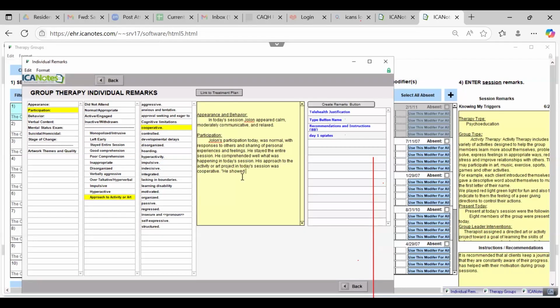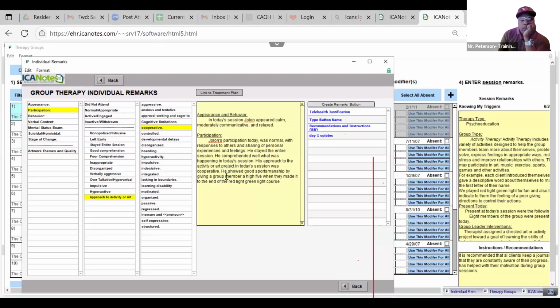He showed good sportsmanship by giving a group member a high five when they made it to the end of the red light, green light course. So we talked about a direct quote, but we can also use a direct action.